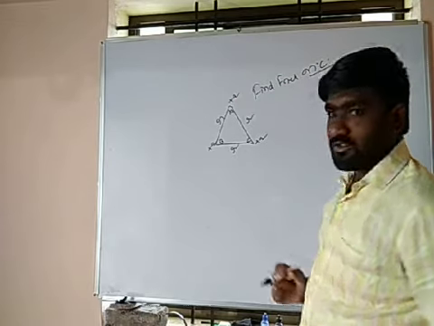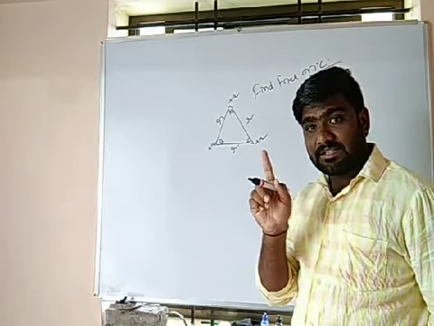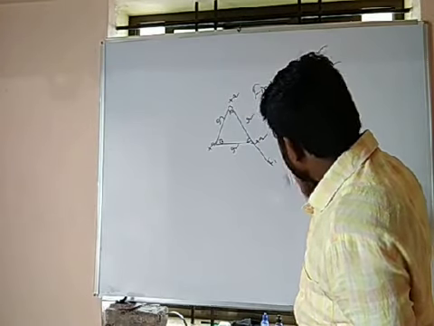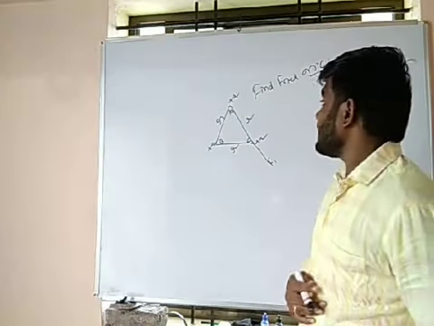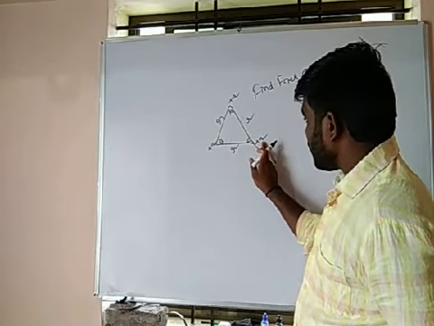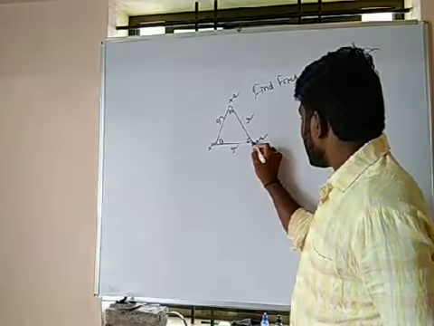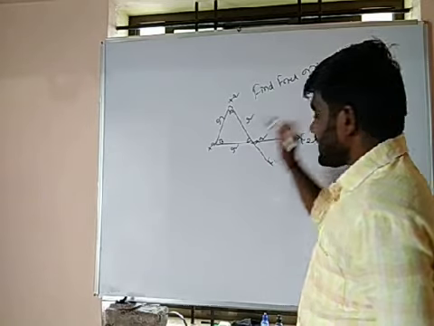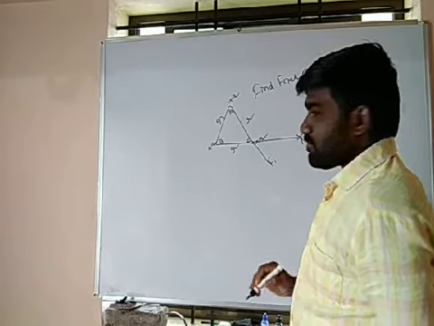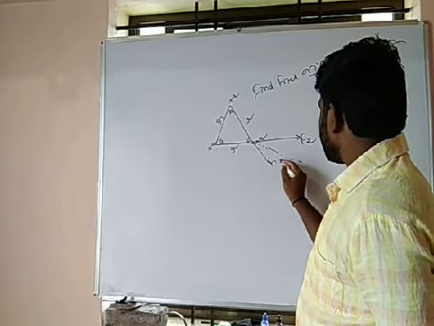Plus Q, it is also plus Q. So both are the same charges. If both are the same charges, there must be a repulsion here. So F1 will be along this direction. Then according to this charge, again these two are the same charges, so F2 will be along this direction. I want to calculate F net on C. At this point, this will be our resultant.